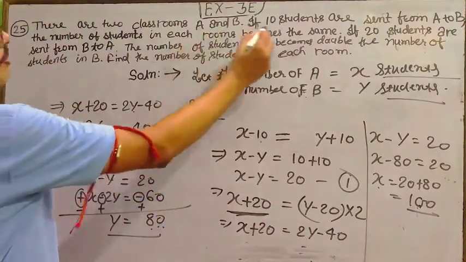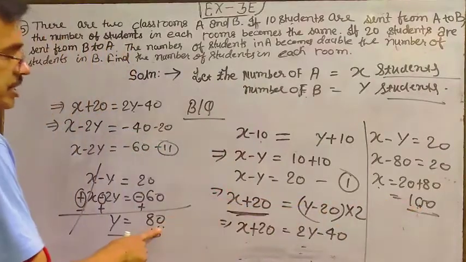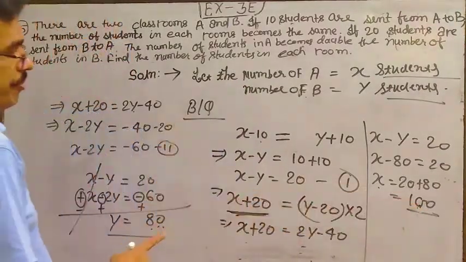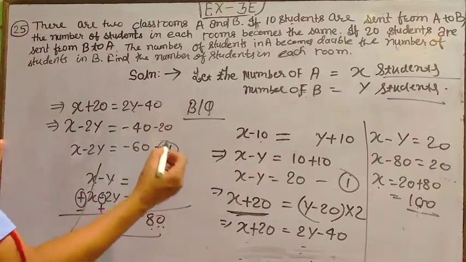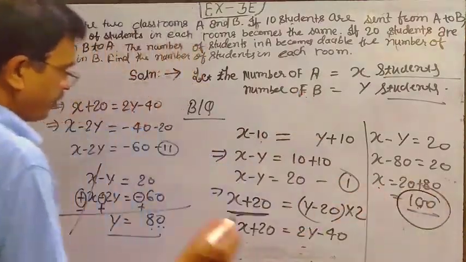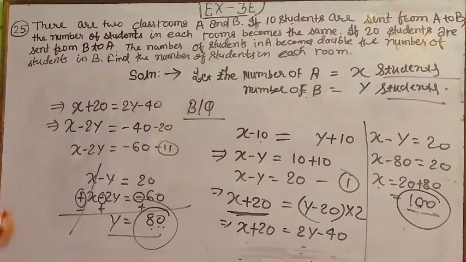Now if 10 students are sent from A to B, here 10 students are there, then here is 90, there is 90, both are equal. But then if there are 20 students, then that is double. So the number of students in section A is 100 students and the number of students in section B is 80 students according to the question.